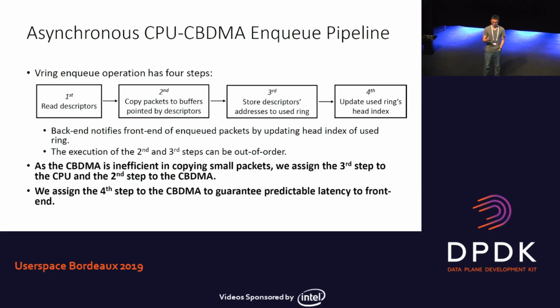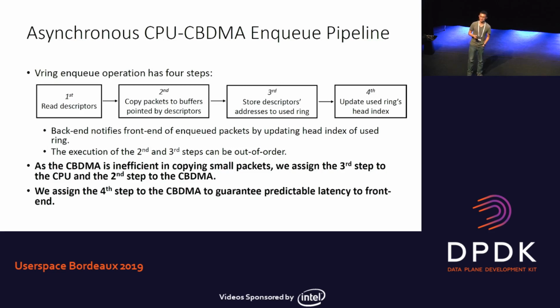So if we take a look at the presentation Jiayu did last year, the CBDMA is very efficient at doing large copies. So obviously, the second step here, which is to copy all the buffers, naturally we want to give it to CBDMA to do that. So is it enough?